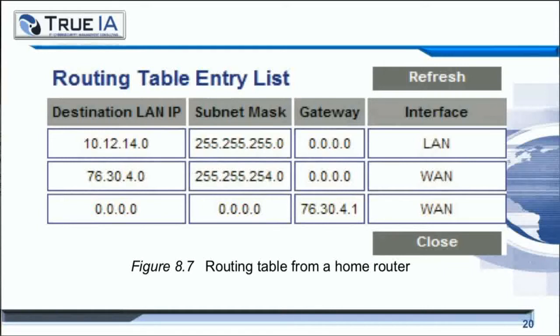The last entry, which we haven't spoken about yet, is if the router does not know the destination IP. It would come in, for instance, as its default gateway, and it would have a default subnet mask of the same. This tells the router that it doesn't know where to send it, and it doesn't know what network it belongs to. So it'll use its WAN gateway address of 76.30.4.1.